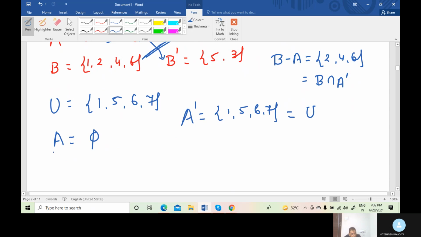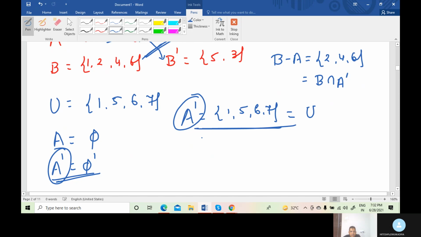Now take the complement on both sides. A dash equals complement of null dash, right? So this is your first result, this is your second result. Compare these two results. The LHS are equal. Therefore, complement of the null set, the void set, equals the universal set.